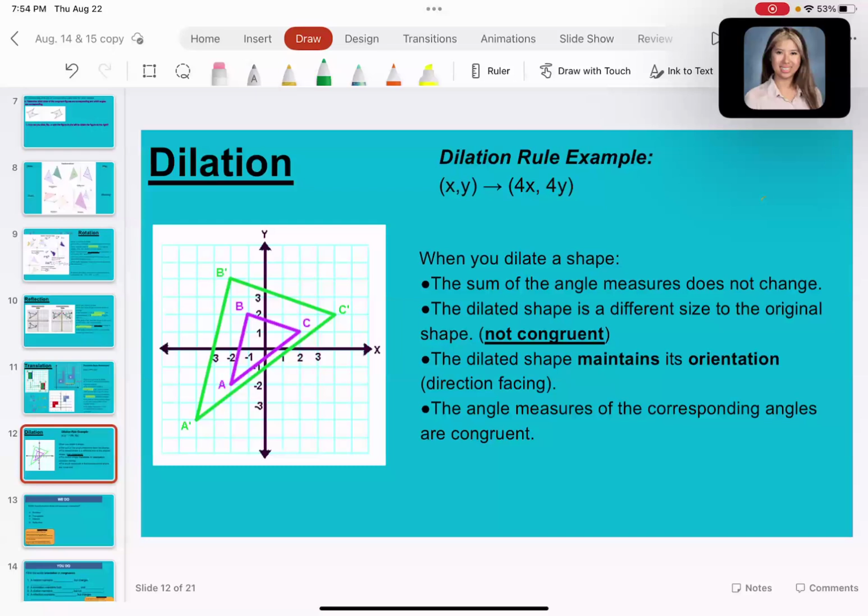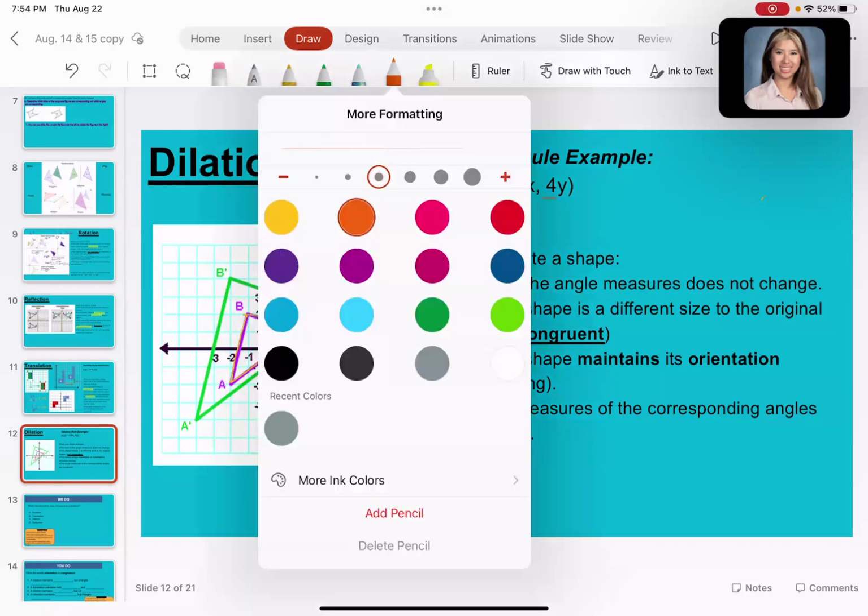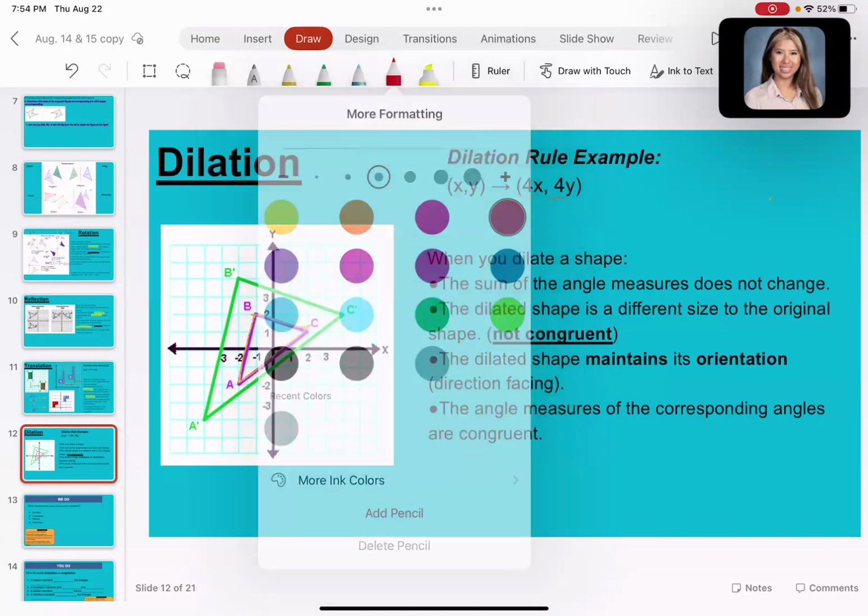The last one is dilation. So again, we know that the old shape does not have the prime, right? It just has the letters A, B, C, and that the new shape is the one that has the little apostrophe or what we call prime. So in this case, the shape got bigger. If we look at this rule right here, we can see x comma y, so 4x comma 4y. We see that there's that 4 in front.